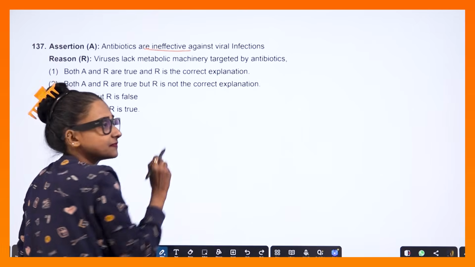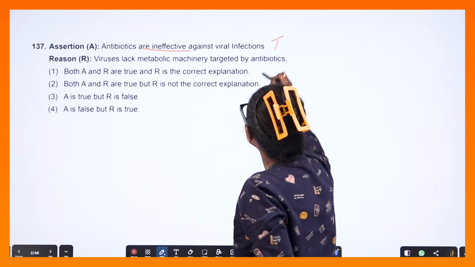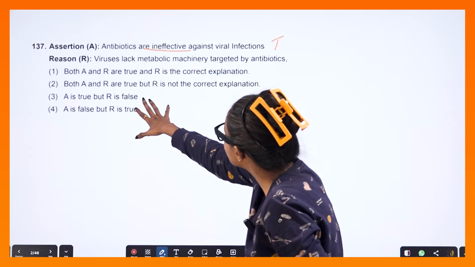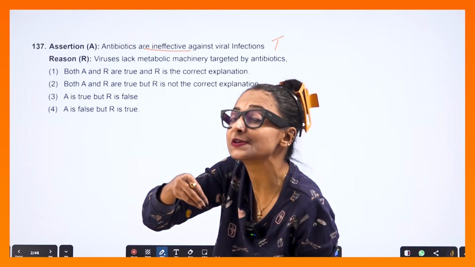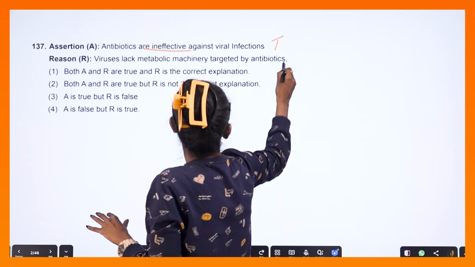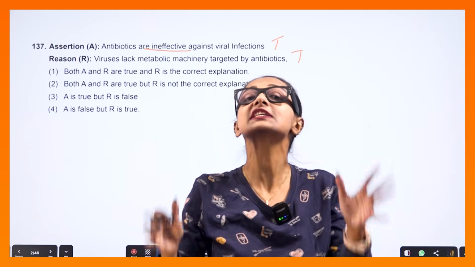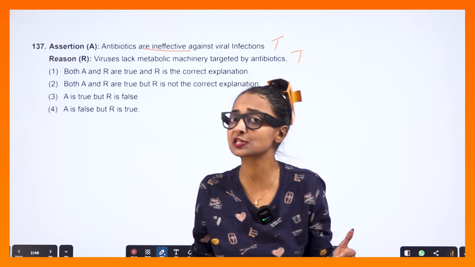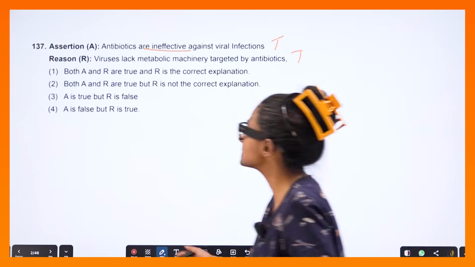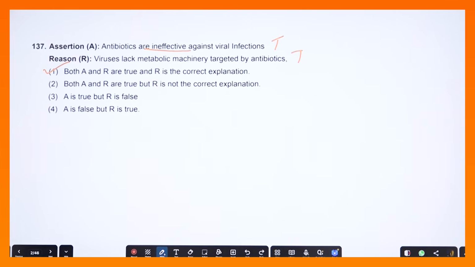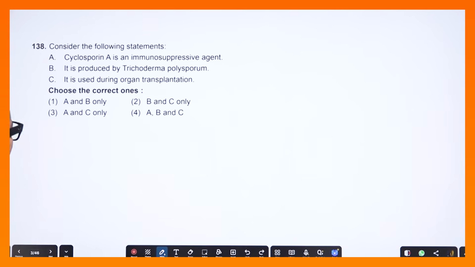Antibiotics are mostly effective, or they are always effective against bacteria. So this is true because viruses lack the metabolic machinery that the antibiotic is going to target. True and correct explanation, isn't it? So they are trying to say that antibiotics do not work against viruses because the machinery that the antibiotic is going to target in case of the virus is absent in virus. So correct explanation, isn't it? Because antibiotics always work for bacteria. Let's move on. Again, the same kind of question.